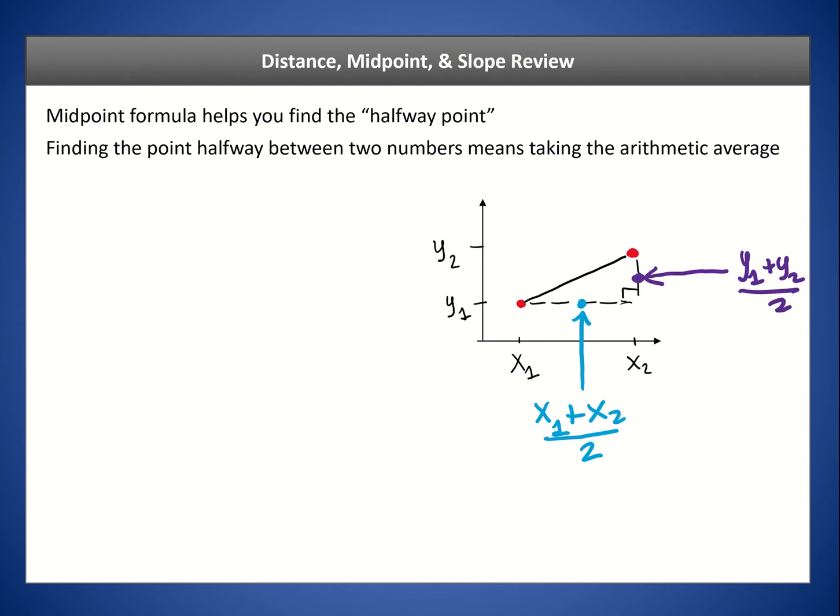Then if I take those 2 points together, the blue and the purple, and connect them, they'll meet at the halfway point of the original line segment. And this is the midpoint of the line segment between the 2 red points. So the formula for the midpoint is the average of the x coordinates and the average of the y coordinates. Add them up, divide by 2.